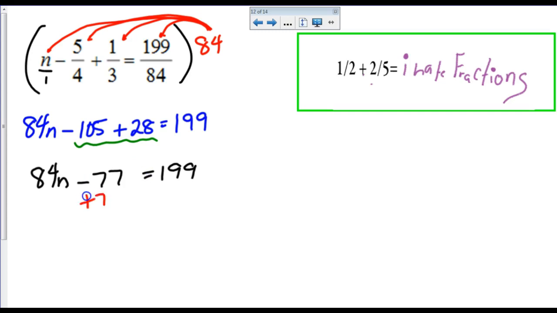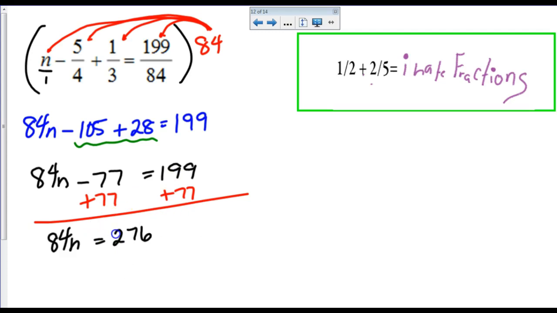I'm going to add 77 to both sides. Resist the urge to do this without showing lots of work, because, you know, things go wrong. All right, so that's what, 276, right? So, oops, divided by 84. And I need an exact and reduced answer.